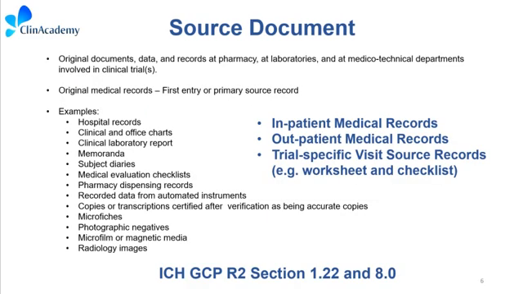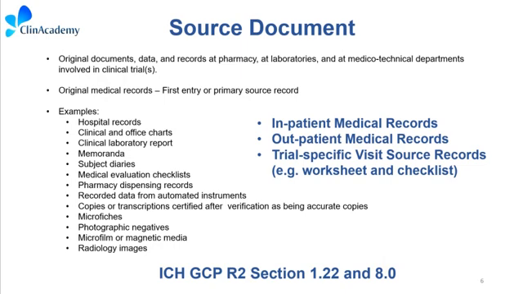What is source document? Source document is a document in which data collected for a clinical trial is first recorded. They are original documents, data and records at pharmacies, at laboratories, and at medical technical departments involved in clinical trial. For example, inpatient medical records, outpatient medical records, trial-specific visit source records, such as worksheets and checklists.